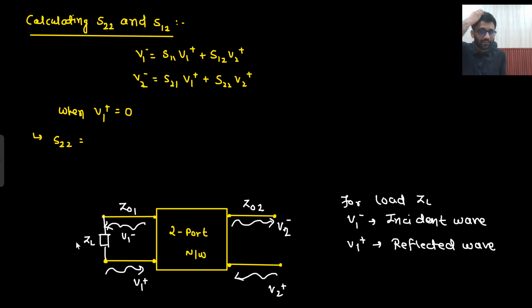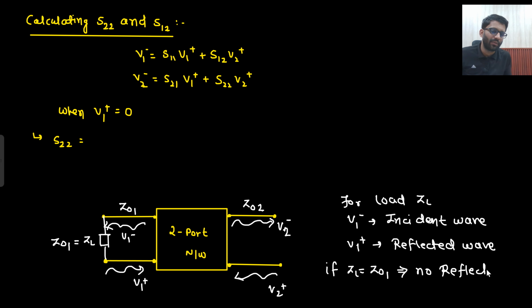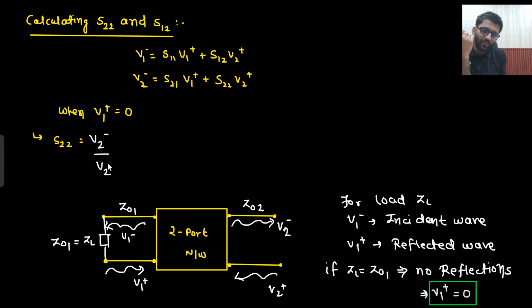Okay. And if ZL is equals to Z01, what does that mean? There will be no reflection, or you can say matched load, no reflections, or you can say V1 plus will be equals to 0. Or you can call it matched load condition. Load is matched. So for V1 plus equals to 0, I need to put ZL equals to Z01. Then if V1 plus is equals to 0, S22 will be simply equals to V2 minus divided by V2 plus.